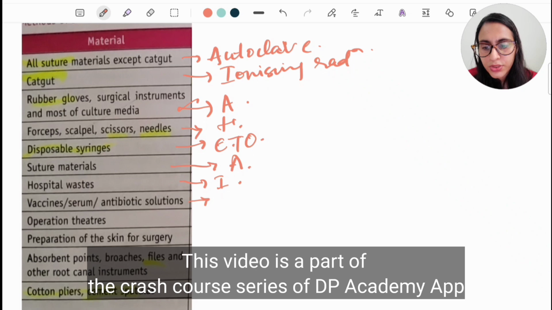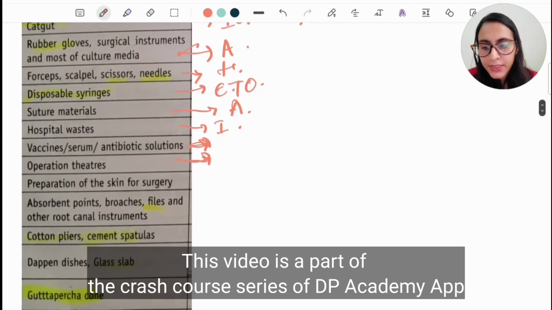Vaccine, serum, antibiotic solutions, filtration. We already talked about filtration. Then the OT is fumigated with formaldehyde. So formaldehyde, we have the gas, and the liquid we use for preservation of specimens, and the gas we use to fumigate the OT. Preparation of the skin for surgery: when you are preparing any skin for surgery, you use iodine spirit, Savlon, or chlorhexidine. So all these can be used.